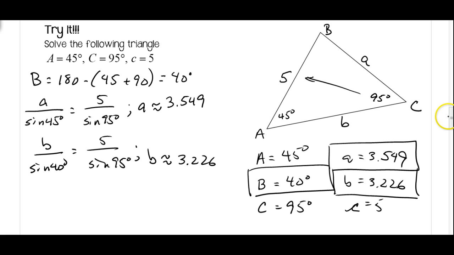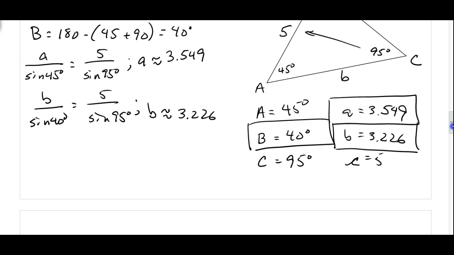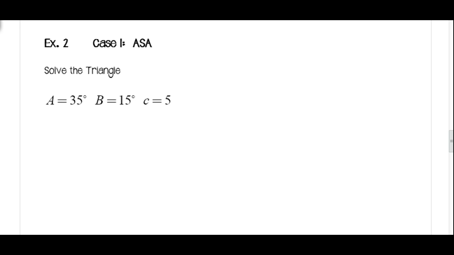And as far as what work I'm looking for on quizzes and tests, show me your calculations for angles. Okay, so I want to see that you're setting up with this equation, subtracting the two angles from 180. And then just show me the proportions that you're setting up to find the sides. You don't have to show me all the work for solving those proportions, but I do need to see the proportions. Alright, so let's move on to case 2, angle side angle.